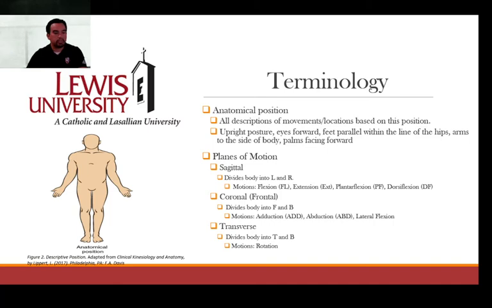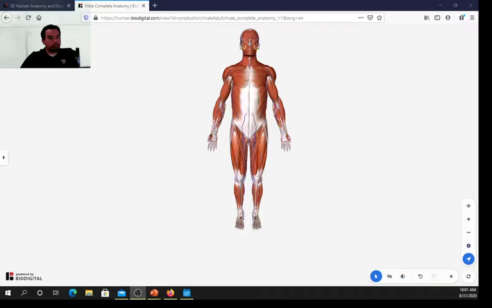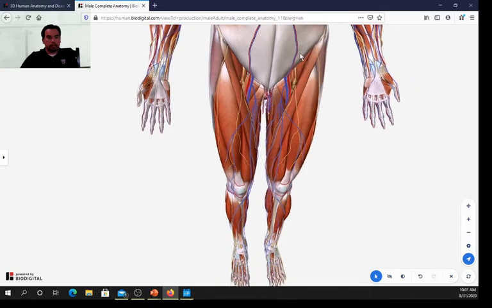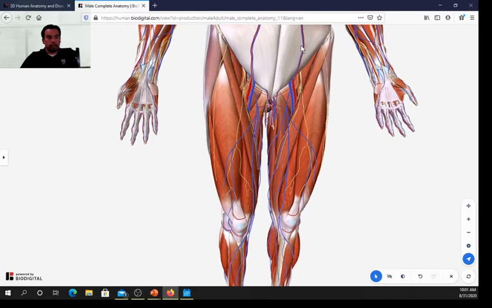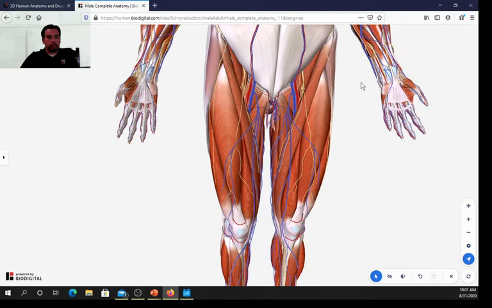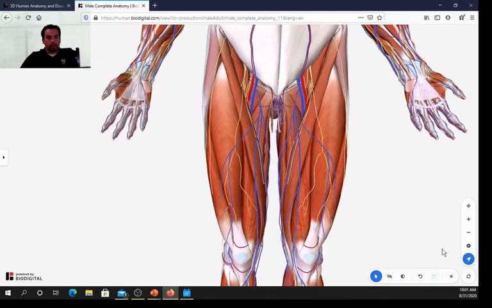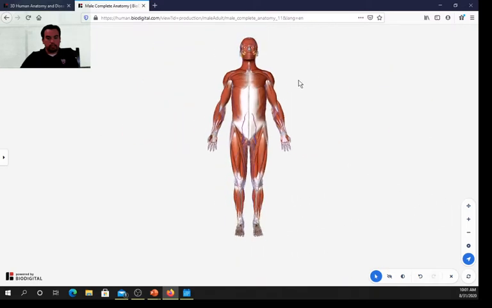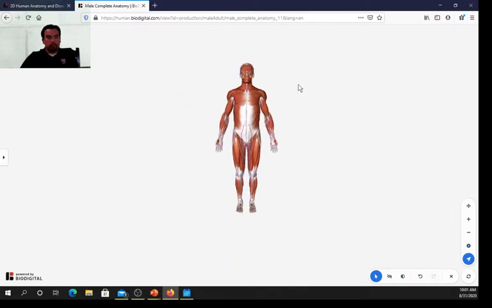So I'm going to transition here for one second. So we have our model right here. We'll call him Frank. So what happens is that you cut the line straight down the middle and it divides it left and right.